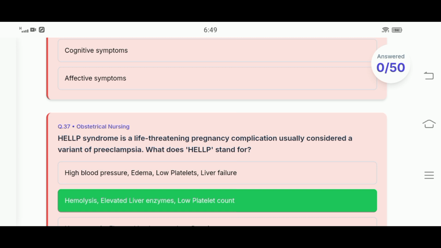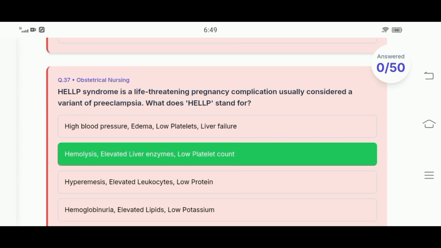Next, 37. Obstetrical nursing. HELP syndrome is a life-threatening pregnancy complication usually considered a variant of preeclampsia. What does HELP stand for? Options are A. High blood pressure, edema, low platelets, liver failure, B. Hemolysis, elevated liver enzyme, low platelet count. C. Hyperemesis, elevated leukocytes, low protein. And D. Hemoglobinuria, elevated lipids, low potassium. So the correct answer is B.